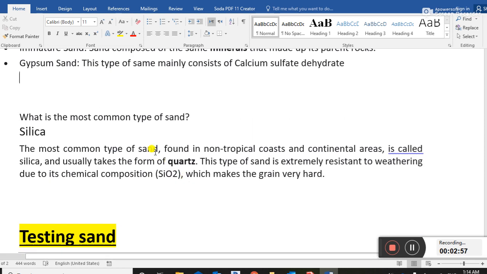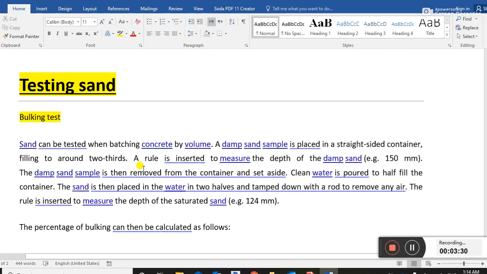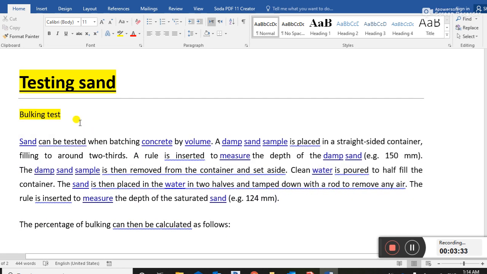Guys, what is the most common type of sand? Silica. The most common type of sand found in the non-tropical coasts and continental areas is called silica and usually takes the form of quartz. This type of sand is extremely resistant to weathering due to the chemical composition of silicon dioxide, which makes the grain very hard.